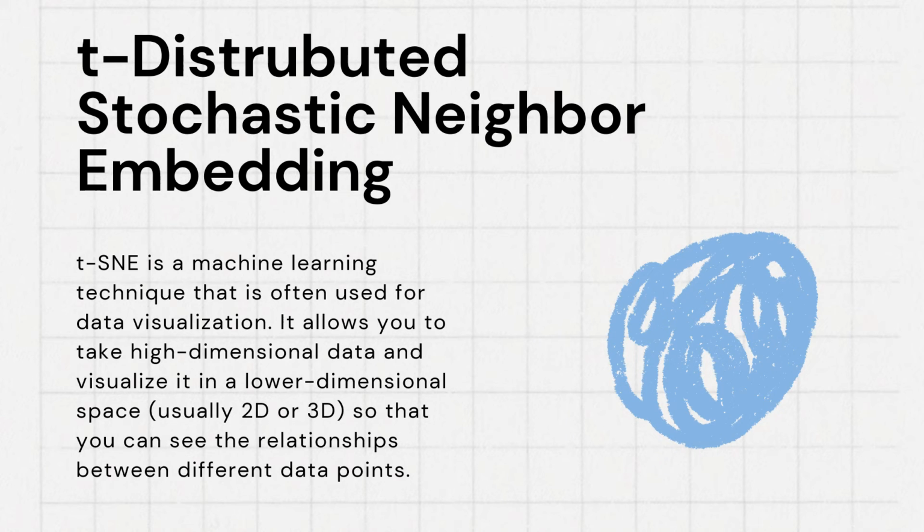Now it works by first creating a probability distribution that represents the relationships between the data points in high dimensional space, and it then creates a similar probability distribution in the lower dimensional space, and it tries to minimize the difference between these two probability distributions by adjusting the position of the data points in the lower dimensional space.